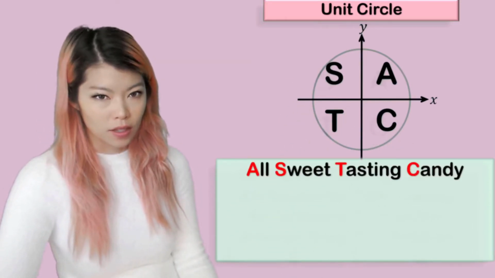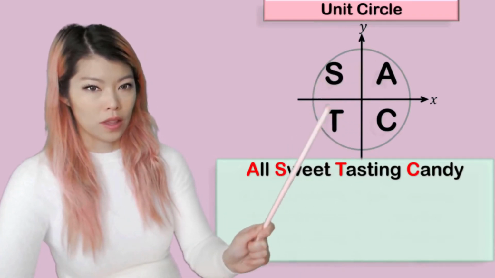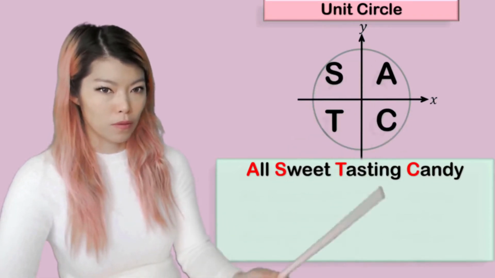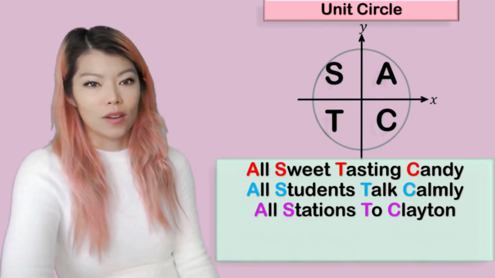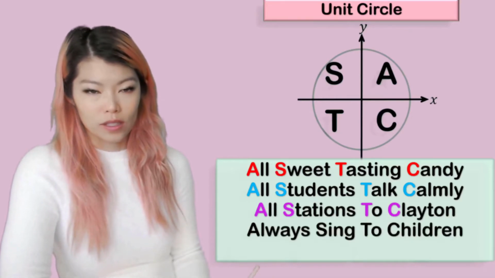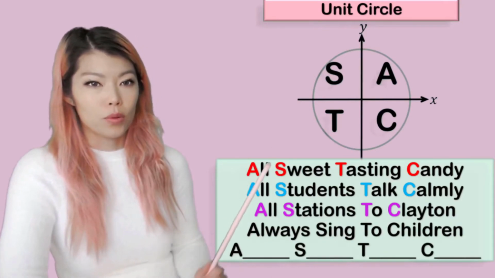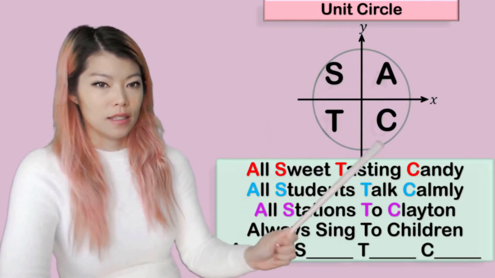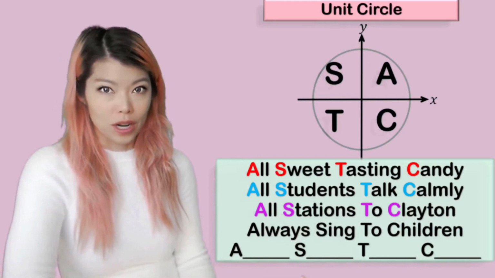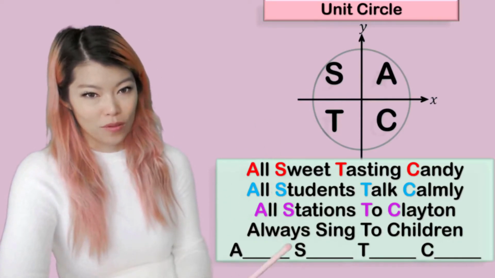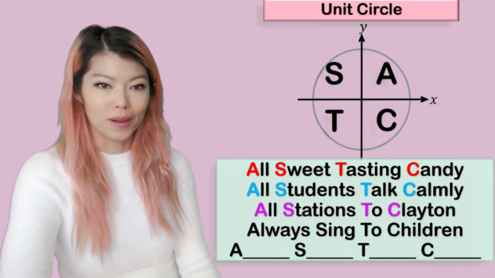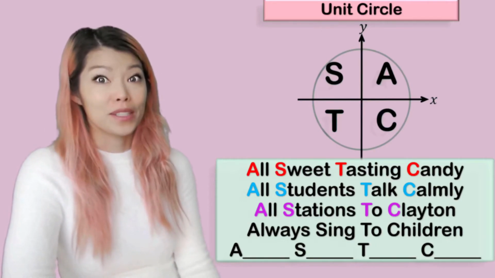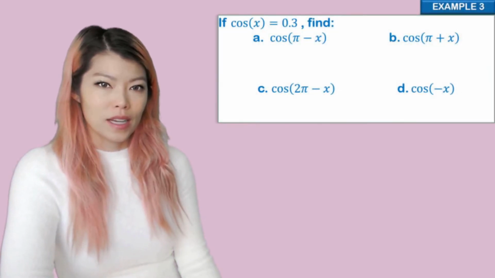There are heaps of sayings online, such as "all sweet tasting candy", so you remember the four letters. You'll see "all student talk calmly", and "all stations to Clayton", "always sing to children". Let's see if you can come up with something that starts with A, S, T, C so that you remember their order. Maybe you can just use one of these, but see if you can come up with your own and then message me or comment down below. Keep it PG.